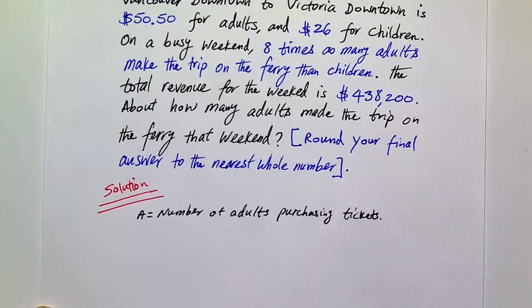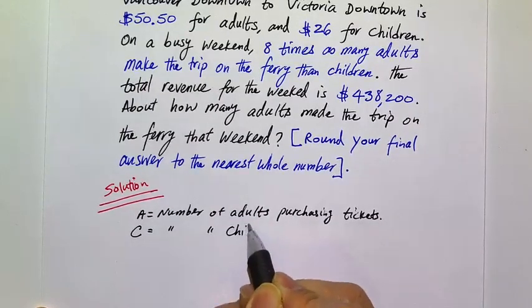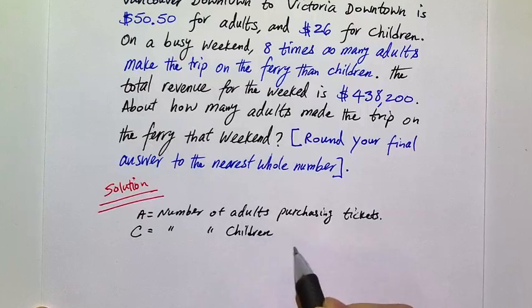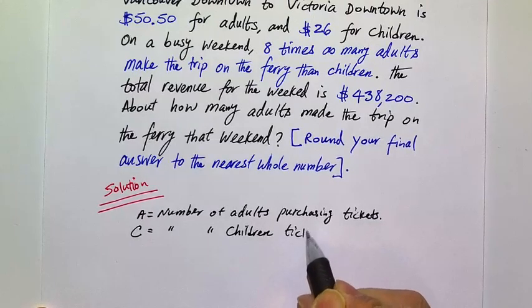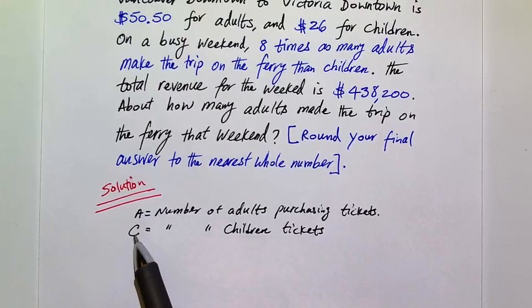Okay, so that's A. And the other kind is children, right? So let me use C for children, number of children tickets. Now that we have the variables, we can set up equations and solve this, right?